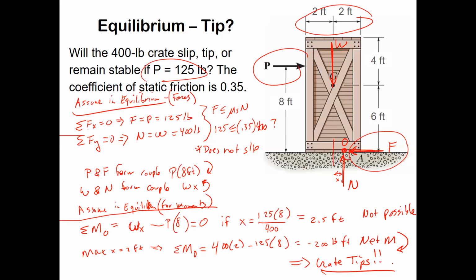Okay, so these are the other kind of problems, tipping crates. You have to make these assumptions. You're adding extra variables like x because that normal force is sliding to the right. As the P force gets bigger, it has to provide that counter couple. Okay, questions?